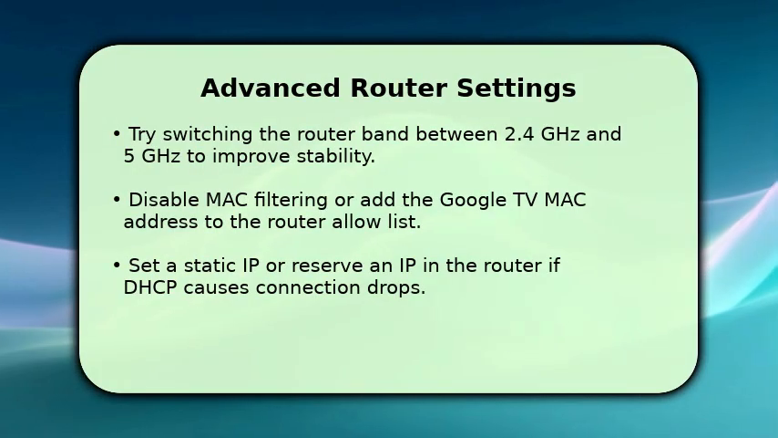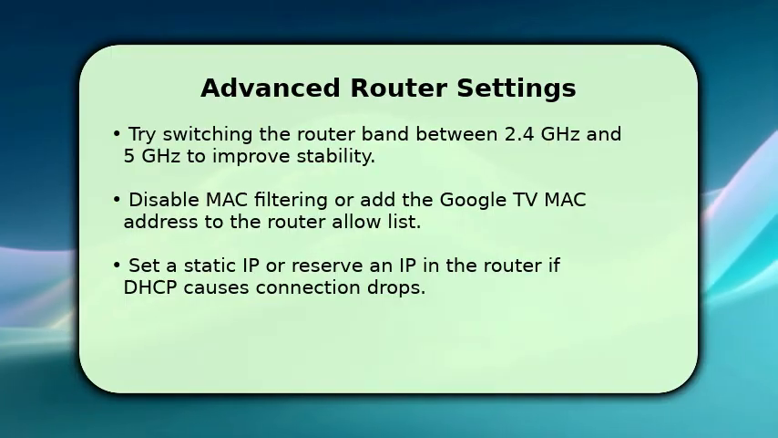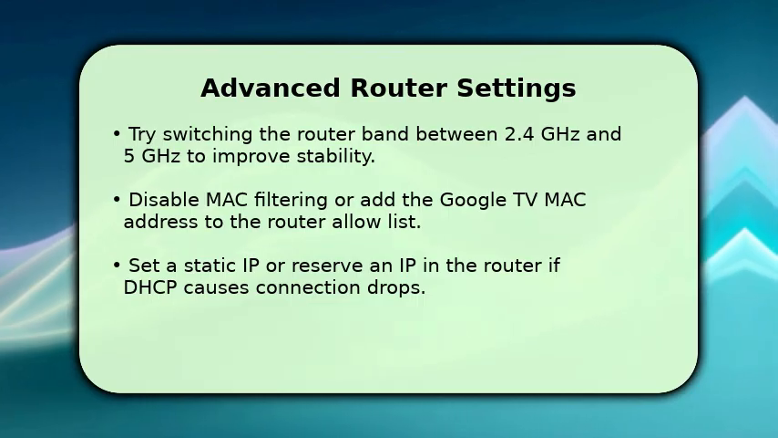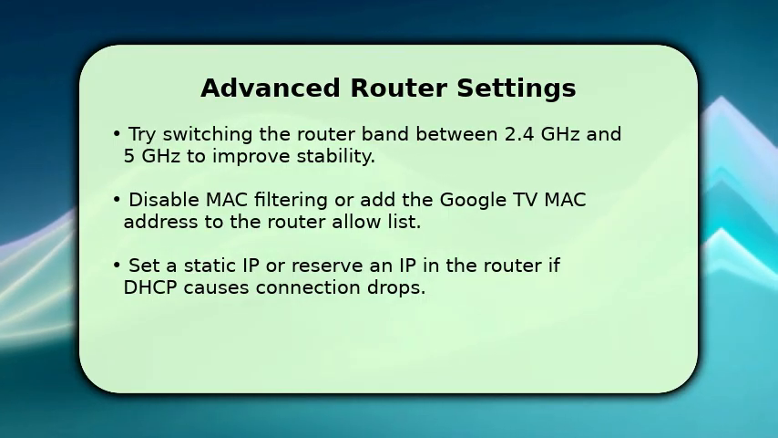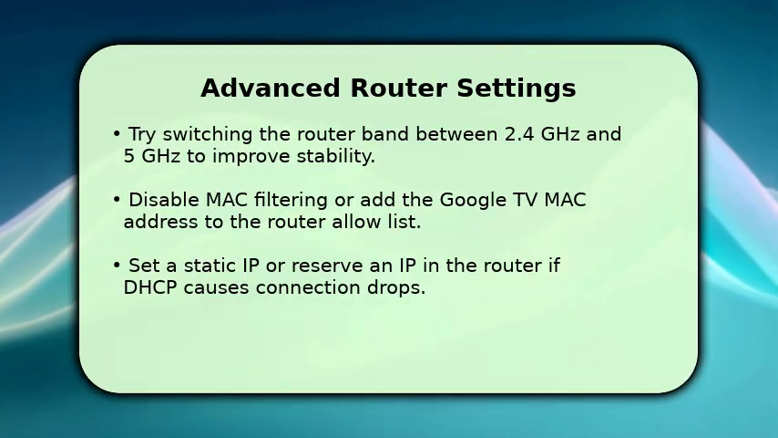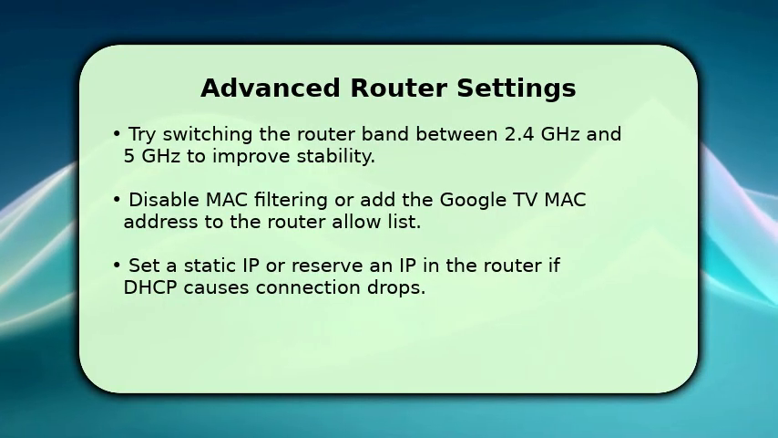If basic steps fail, inspect router settings for interference and channel congestion. Try switching the router band between 4 GHz and 5 GHz to improve stability and range trade-offs. Change the Wi-Fi channel to 1, 6, or 11 on 4 GHz to reduce overlap from neighboring networks.